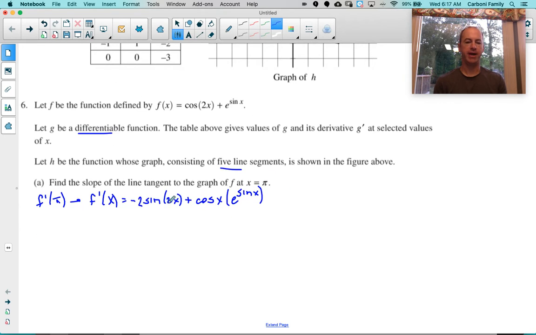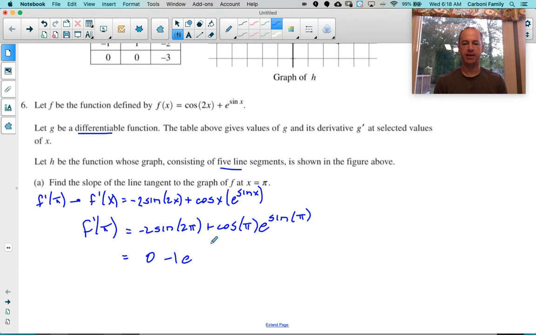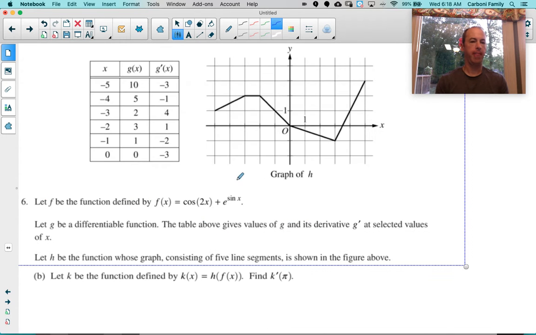And then we could plug pi into that, so f prime of pi is going to be negative 2 sine of 2 pi plus the cosine of pi times e to the sine of pi, and you are allowed to stop right there. However, this one does clean up nicely. Sine of 2 pi is 0, cosine of pi is negative 1, and sine of pi is 0. And so you end up with an answer of just negative 1, but that is not worth anything more than you would have gotten if you just left it in terms of sine and cosine. So there's part A.